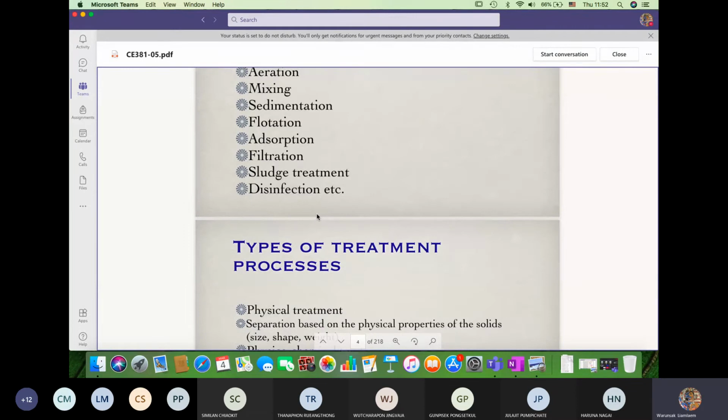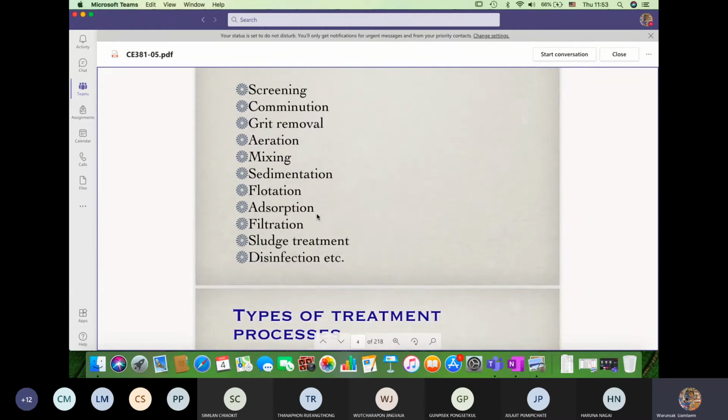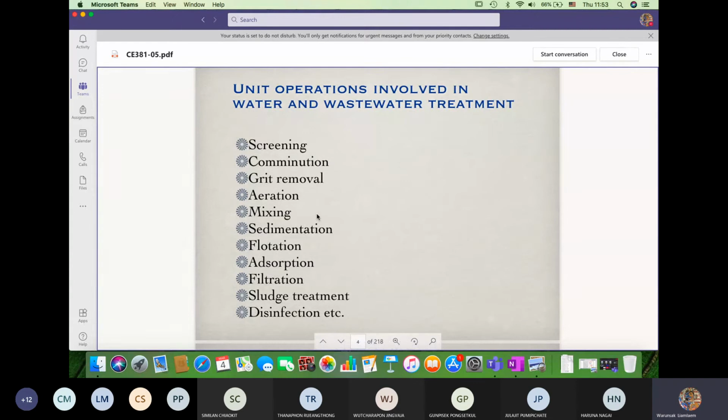Filtration is probably the last unit operation that we use. After filtration, the treated water will be kept in the clear well, where we apply chlorine to disinfect the water, and in this clear well we keep water before distributing it to the distribution system. So these are the most commonly used unit operations and unit processes in water and wastewater treatment. Some units are only used in water treatment, and some units are only used in wastewater treatment.